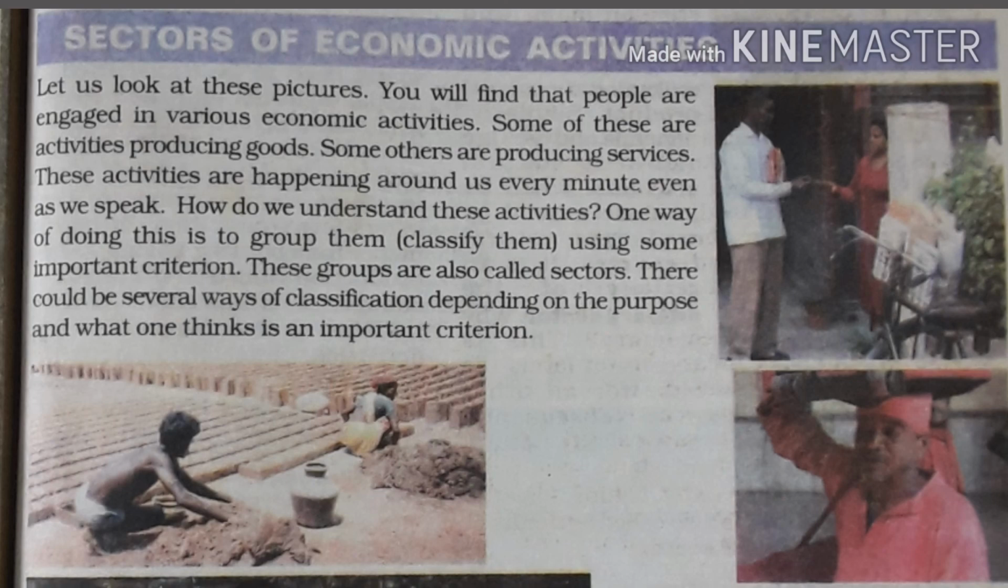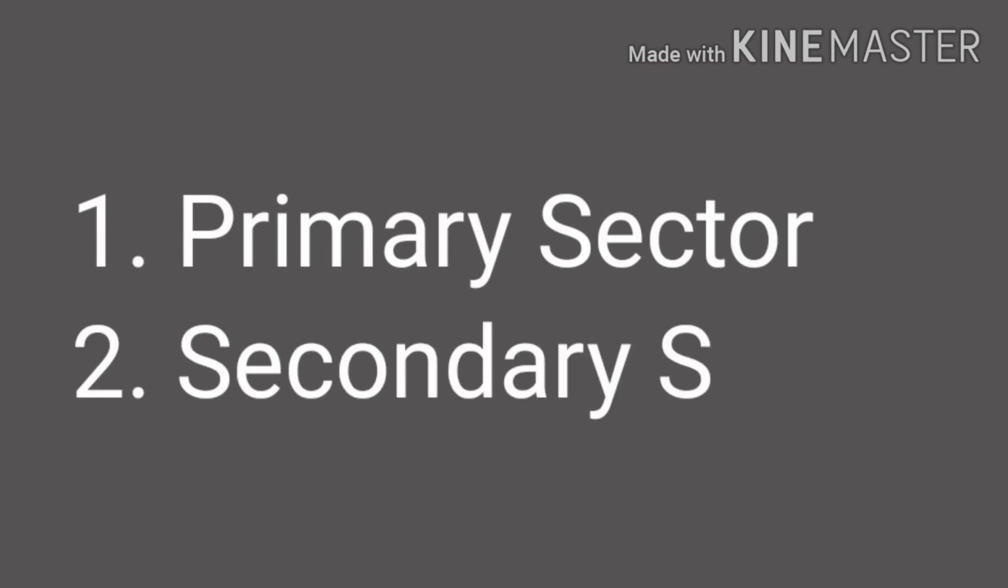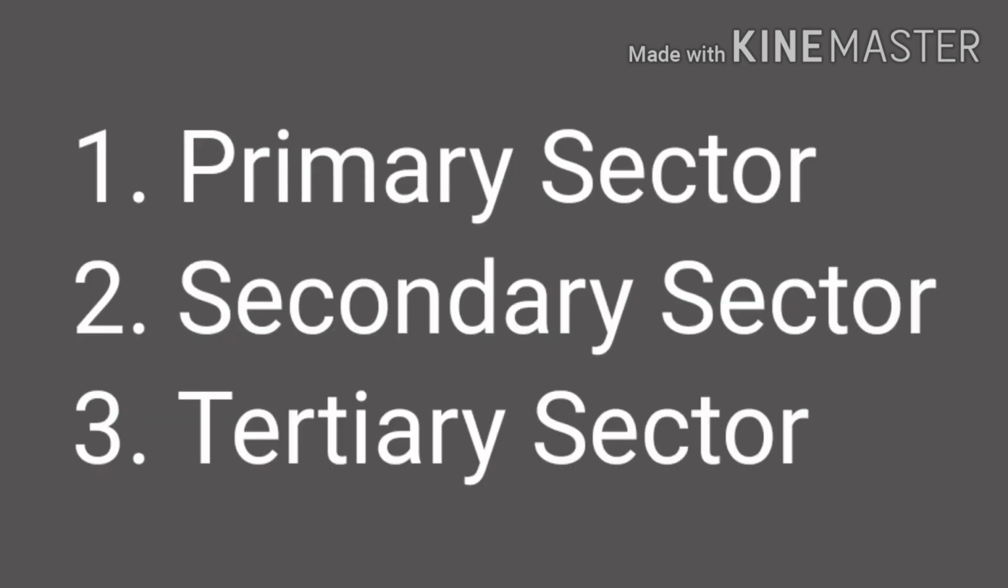Let's begin. Let us look at this picture. You will find that people are engaged in various economic activities. Some of these activities produce goods, some others produce services. There are three main sectors. First, primary; second, secondary; and third, tertiary.